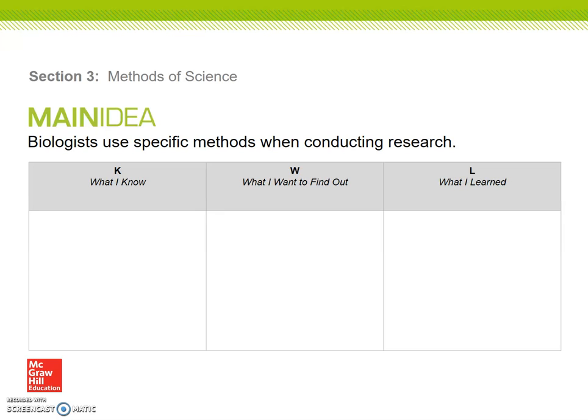Hey guys, today we are going to talk about Chapter 1, Section 3 in our biology topics. And this chapter section is all about methods of science. So, what are the scientific methods and all the steps that are involved with that?